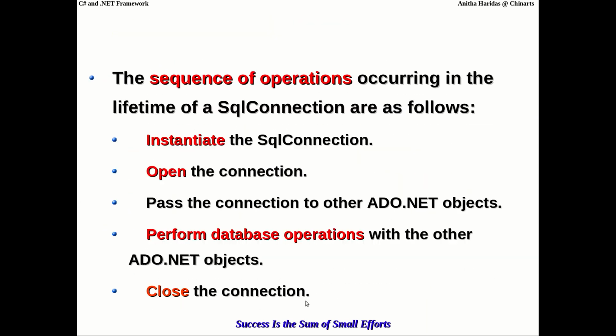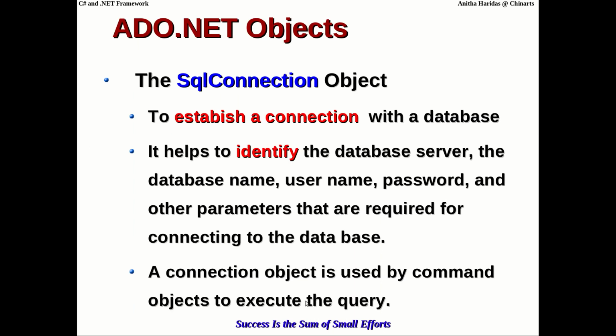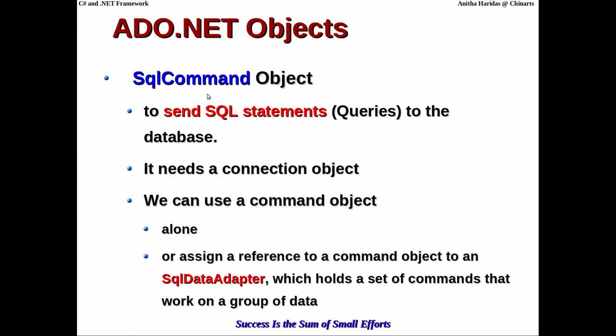So the four core objects are the SQL connection object, which is used for establishing a connection, and the SQL command object, which is used for sending SQL statements or queries to the database, and this particular thing requires a connection object. Your command object can be used as a standalone object, or you can assign a reference to a command object.